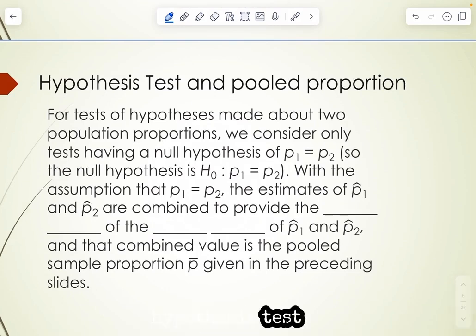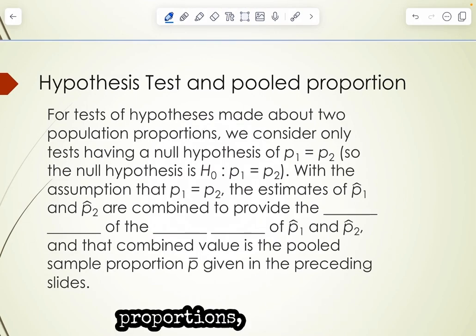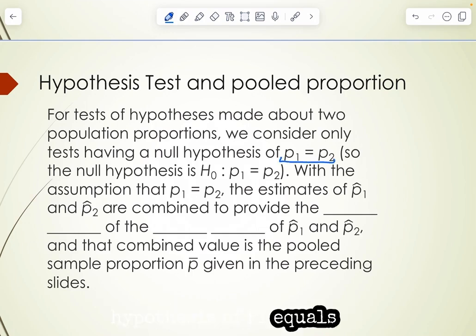The hypothesis test and pooled proportion: for tests of hypothesis made about two population proportions, we consider only tests having a null hypothesis of P1 equals P2. With the assumption that P1 equals P2, the estimates of P1 hat and P2 hat are combined.